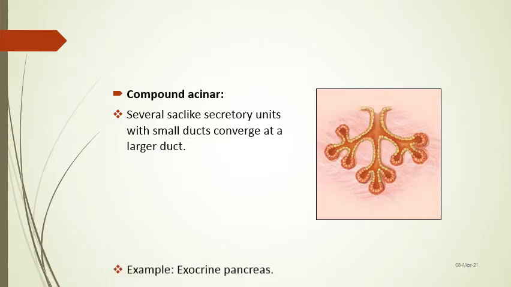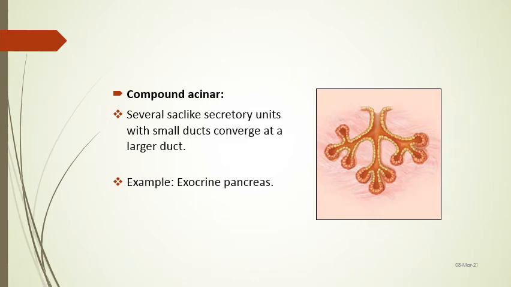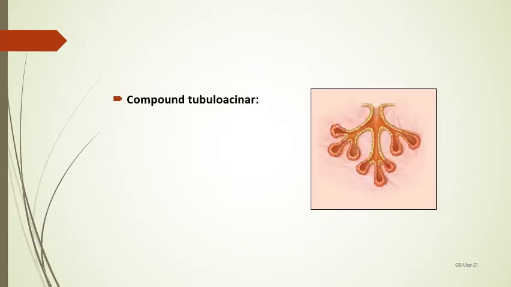Compound acinar is found in the exocrine part of the pancreas, because the pancreas has an endocrine part that produces insulin and glucagon hormones.